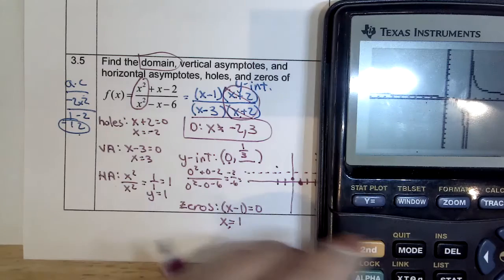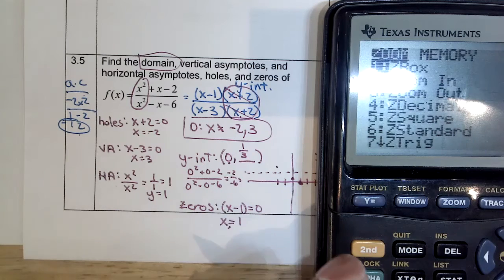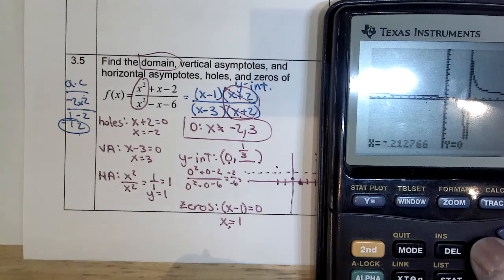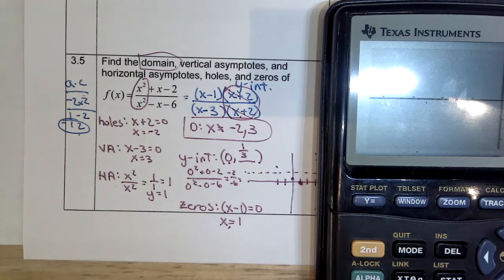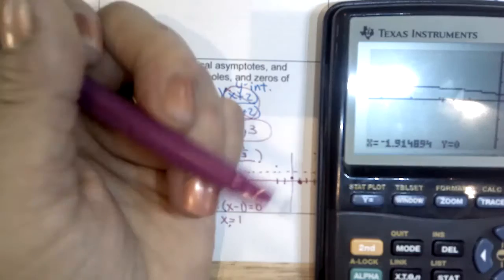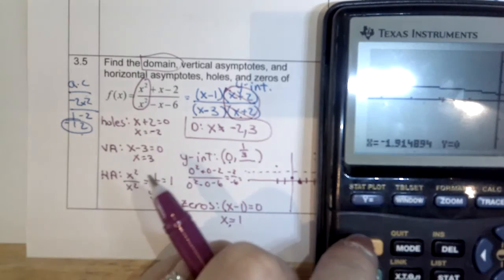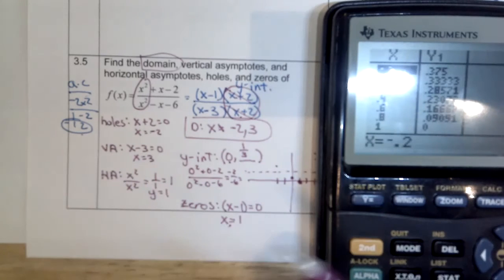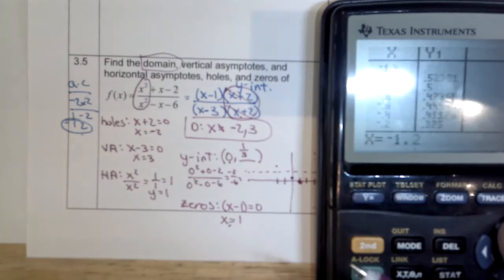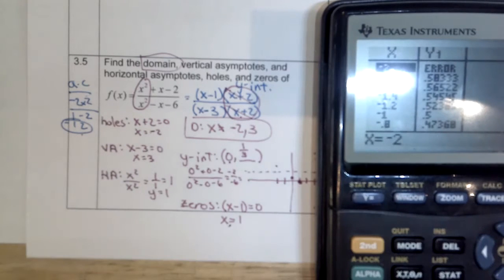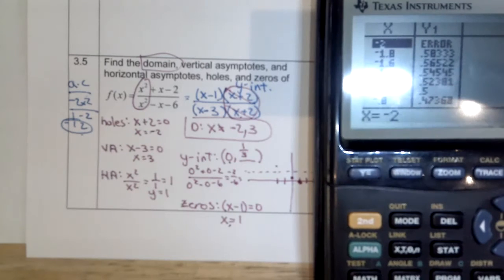Okay, so I'm going to zoom in and just see if we can see that hole. We may not be able to. Some calculators show it better than others. Nope, so you can't see it on this one. But if you go into your table and you go to -2, you see there's an error there. So that shows you that -2 does not work.